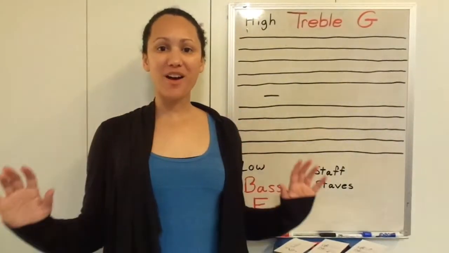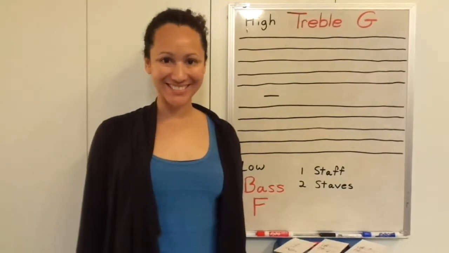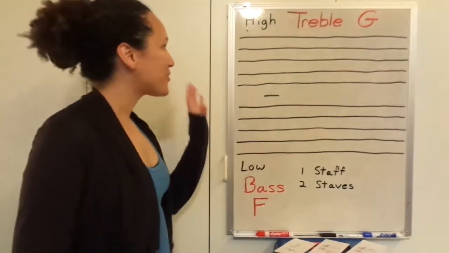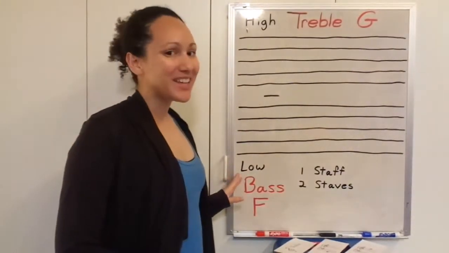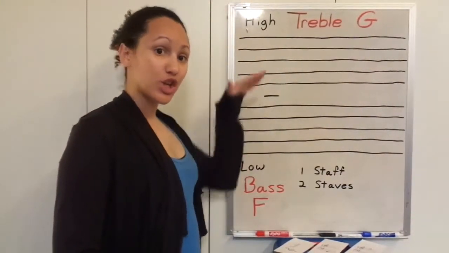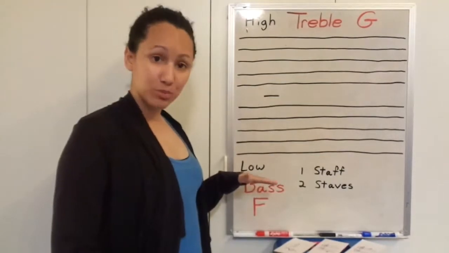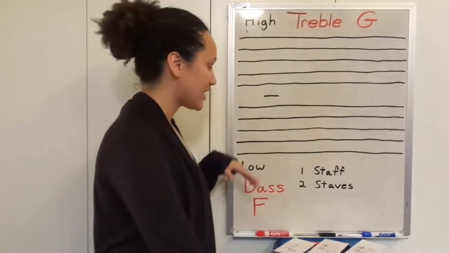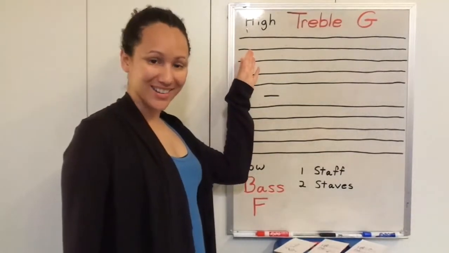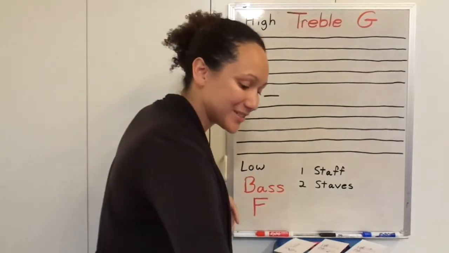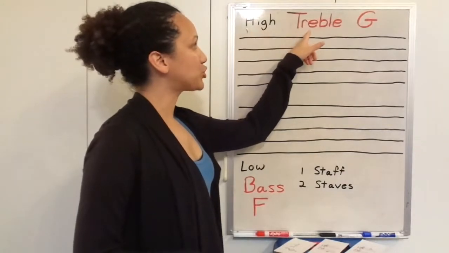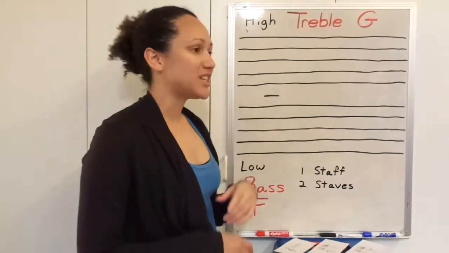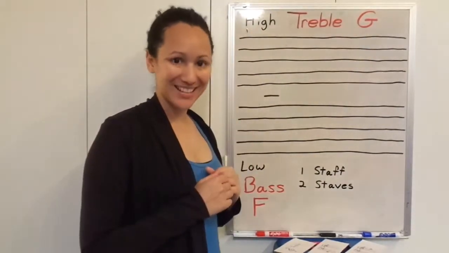In these lessons we'll uncover the mystery of music theory. Now, over here notice I put high and low. Very easy. If a note is lower, then you play a low note. If a note is higher, then you play a high note. Now, high, I also put treble and G. So we're going to deal with the clefs right now.